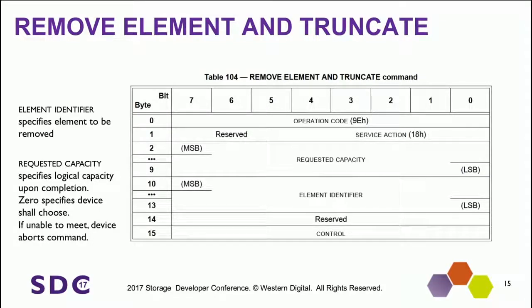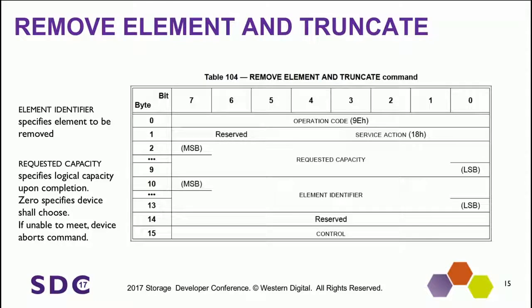Now, there's a good chance some devices might not support that. A device might not be able to accommodate that particular requested capacity. A value of 0 in that field indicates that the device gets to choose the resultant logical capacity, and with our current customer base, we see that as the leading implementation. But if the device is unable to meet that requested capacity, it fails the command before beginning processing it.